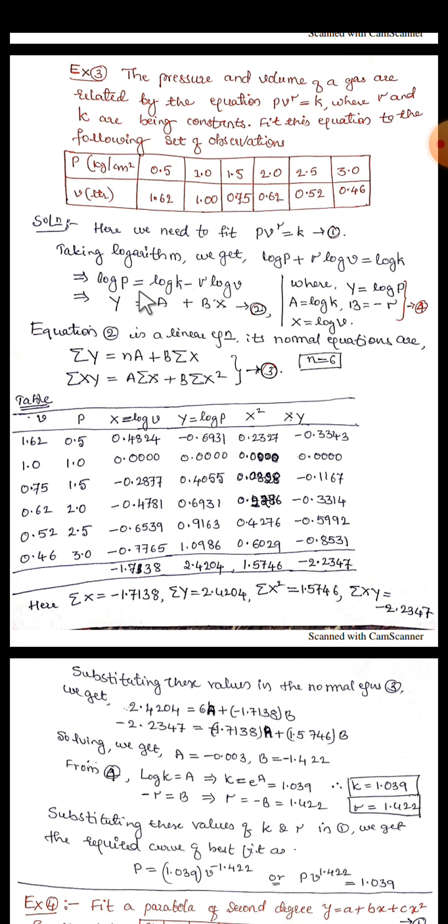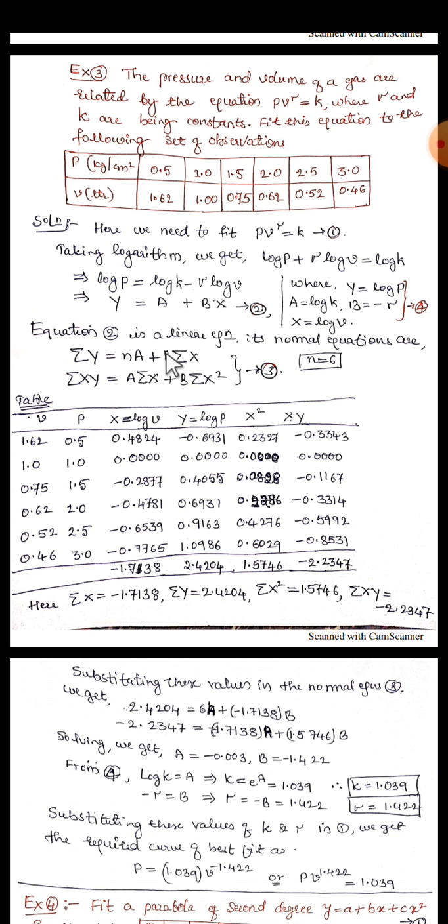Log P equals log K minus gamma log V. So we have to rewrite this as P equals K times V to the power gamma, then take log, and we get this. Now this is log P as capital Y, log K as capital A, minus gamma as B, and log V as capital X. Now this equation 2 is a straight line. We need to find the values of A and B, and the normal equations of such straight lines are of this type: two constants and two equations.